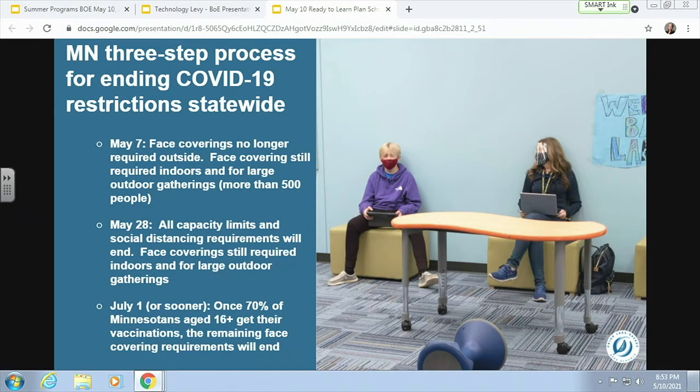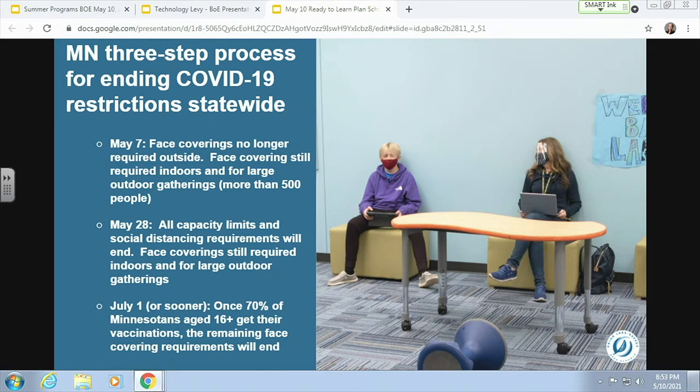Now, with those positive things happening, and we've talked about vaccinations, and I'll touch on those a little bit more in a bit, we know that Governor Walz last Thursday released some new guidance, a 3-step process to reduce and finally get rid of the COVID-19 restrictions statewide. And so I want to briefly touch on what those 3 steps are, and then we'll talk about how that affects us at Prior Lake Savage Area Schools.